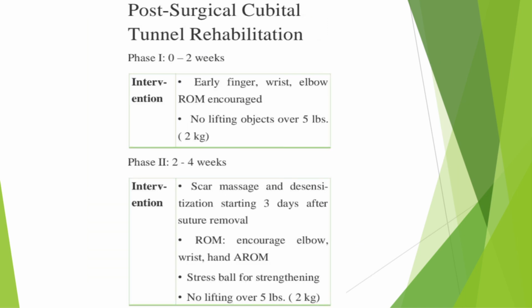Next, if we perform surgery in case of severity, then there is post-surgical cubital tunnel syndrome rehabilitation. It has phases. Phase 1 is 0 to 2 weeks. Intervention in phase 1 is early finger, wrist and elbow range of motion. In the acute stage, we go only for range of motion, with no lifting objects over 5 pounds or 2 kilograms.